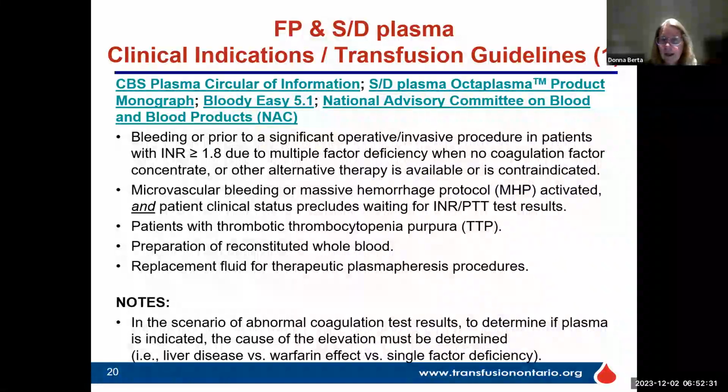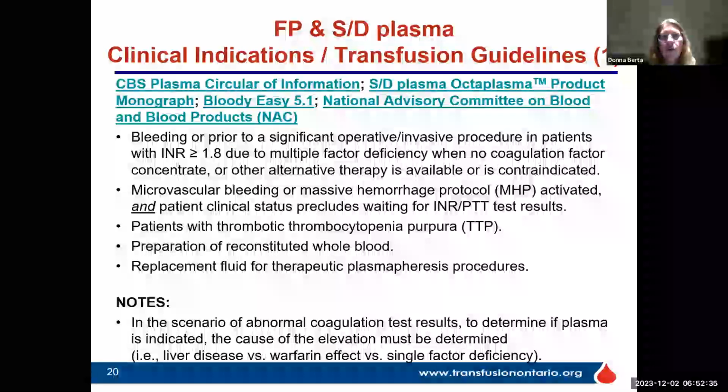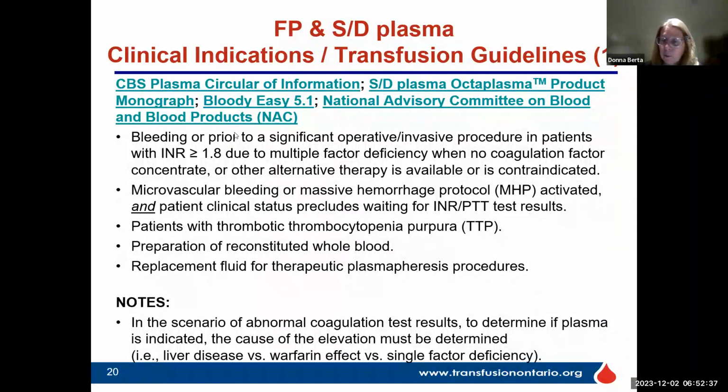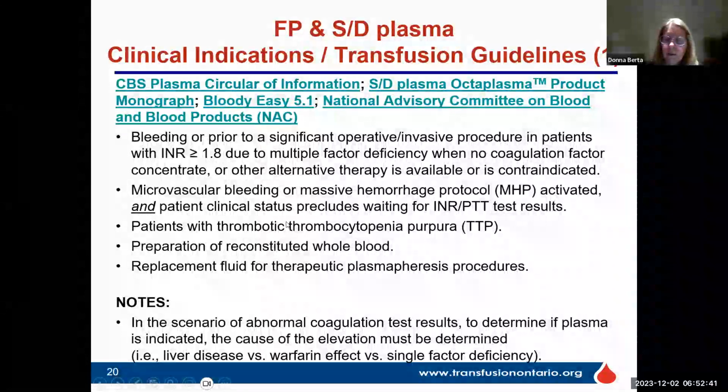And so it's kind of like a surrogate measure for plasma transfusions. It's not quite the same as how we use hemoglobin to guide a red cell transfusion or platelet count to guide the need for platelet transfusion. So the INR is a bit of a surrogate marker, but it is what we have available and what we do use.